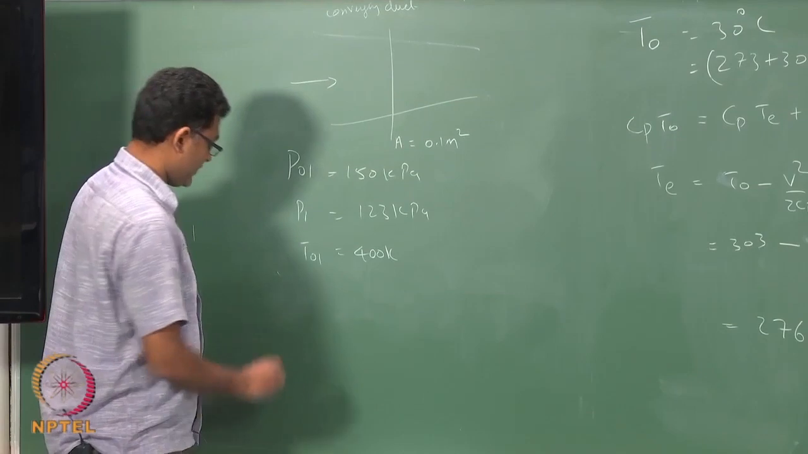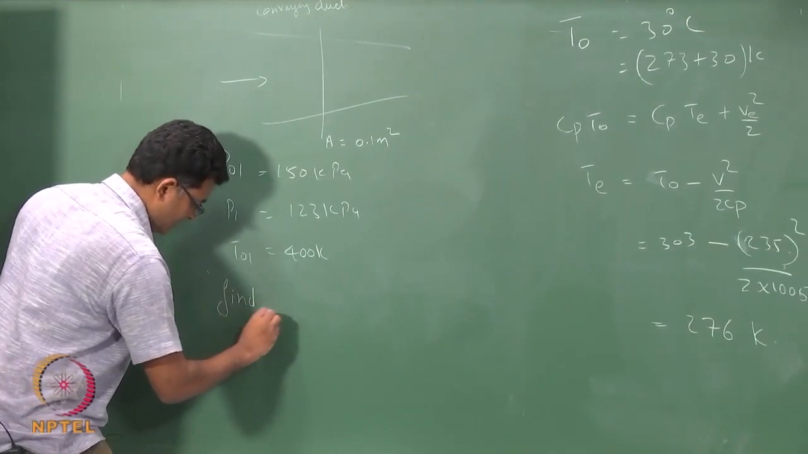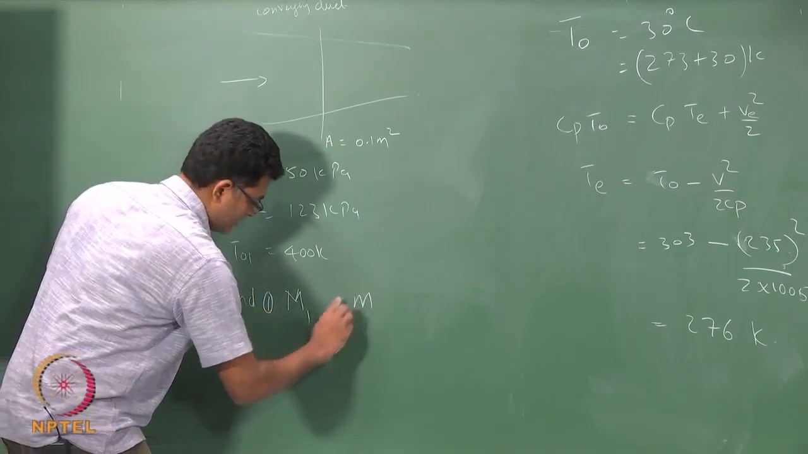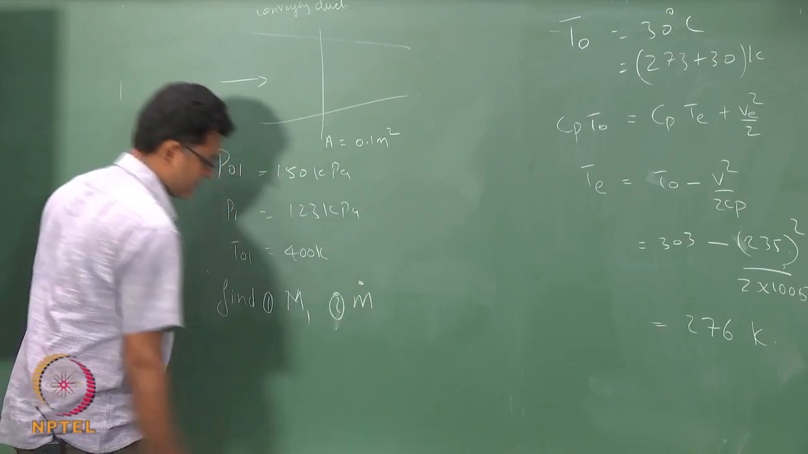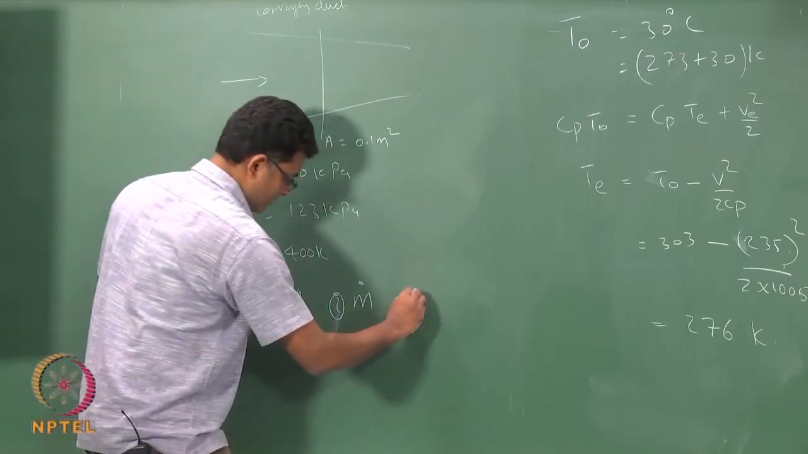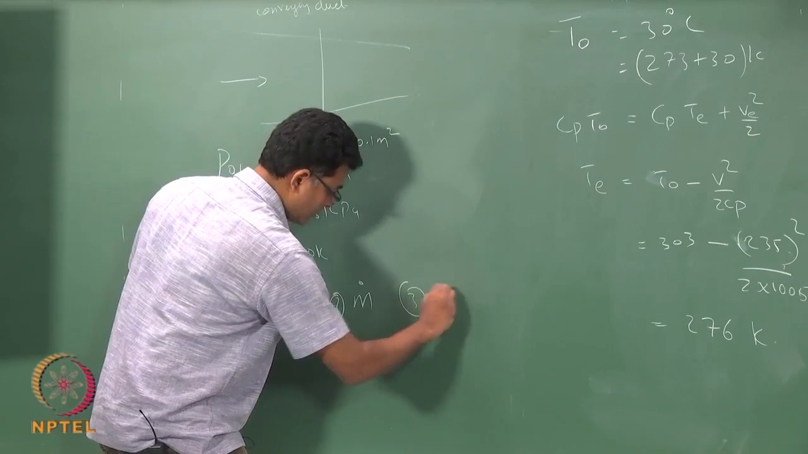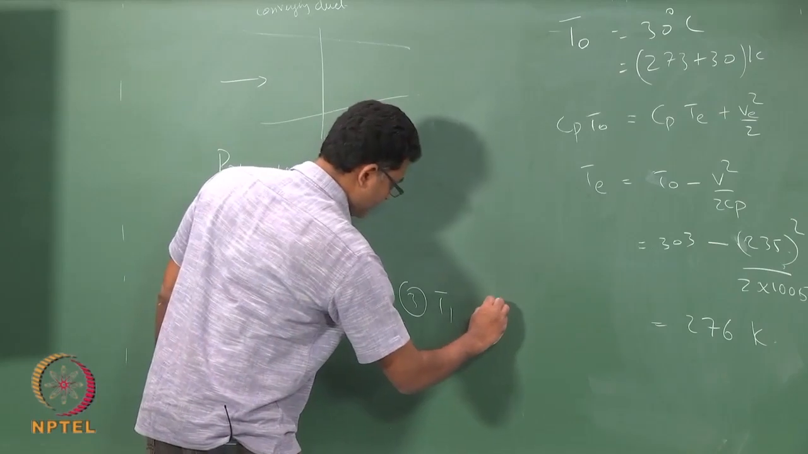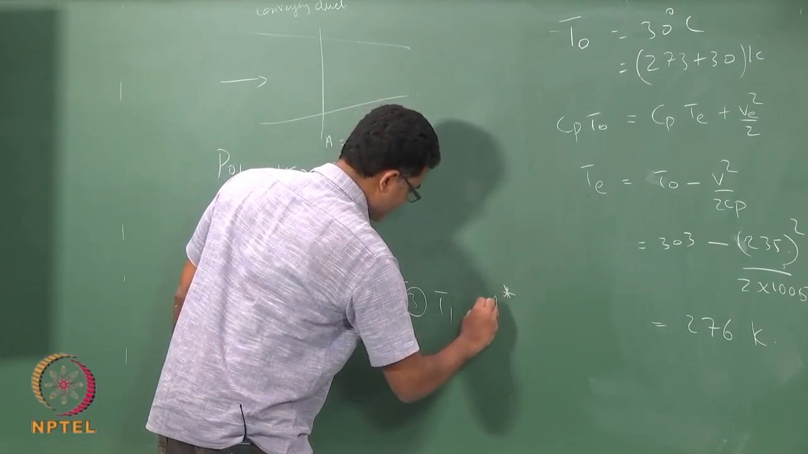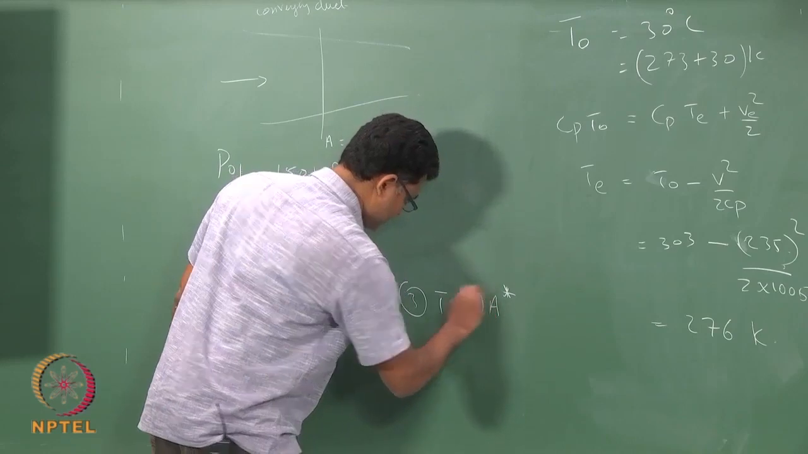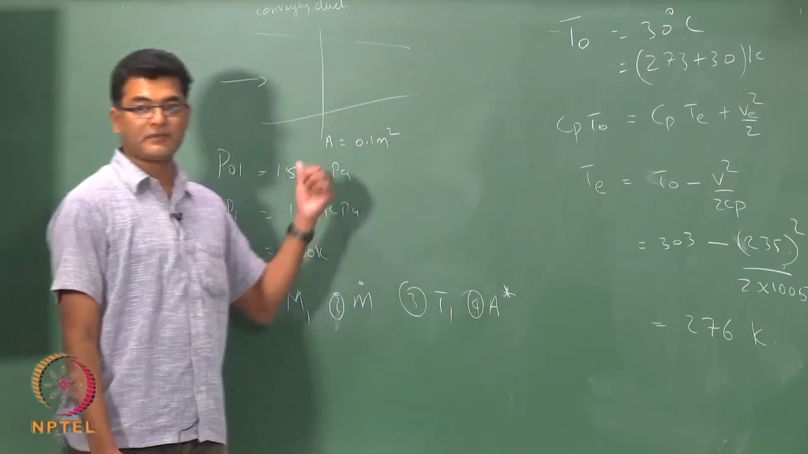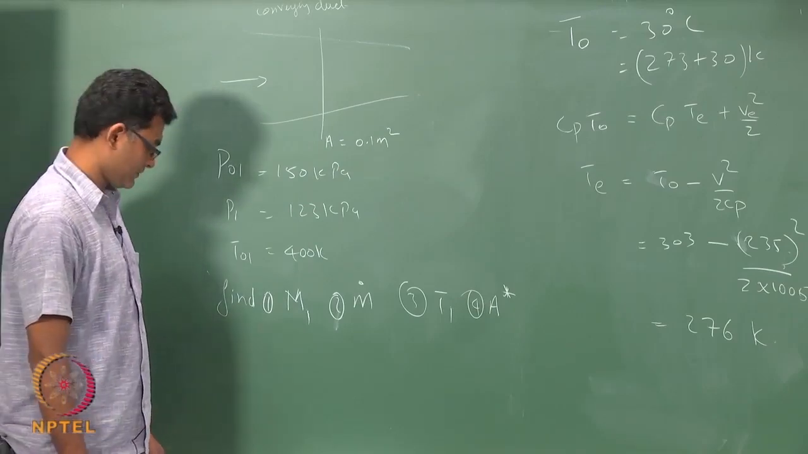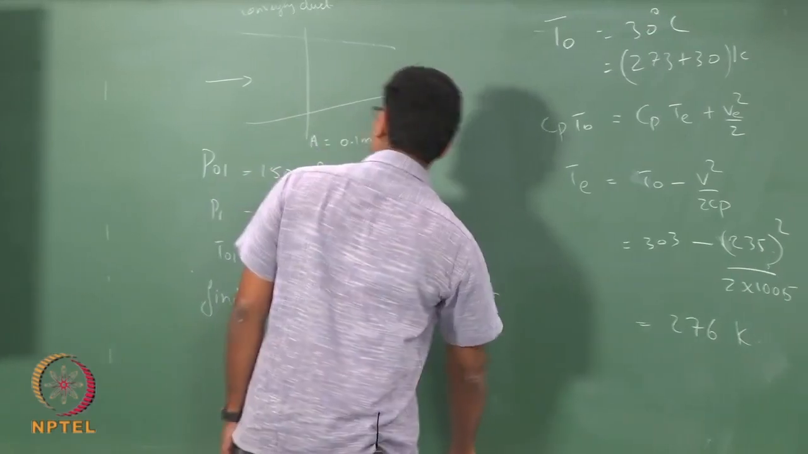With all those assumptions, find your Mach number at section 1, your m dot, the temperature at section 1, and your A star. We will try to understand the meaning of A star from this particular problem. So, assume air.